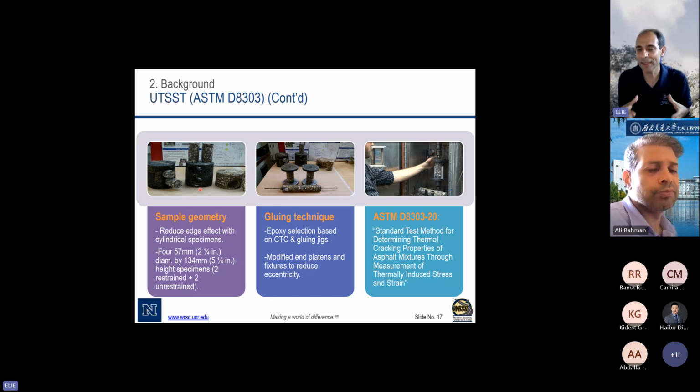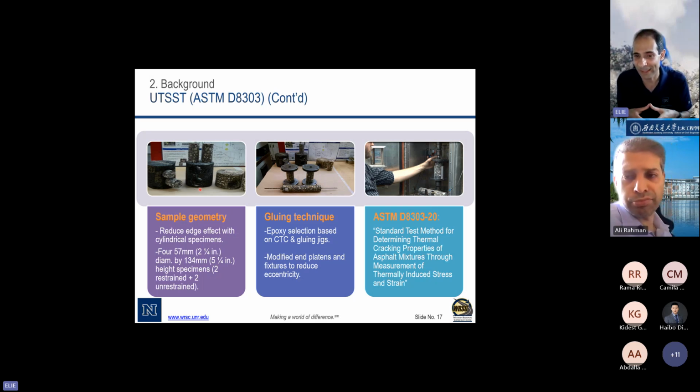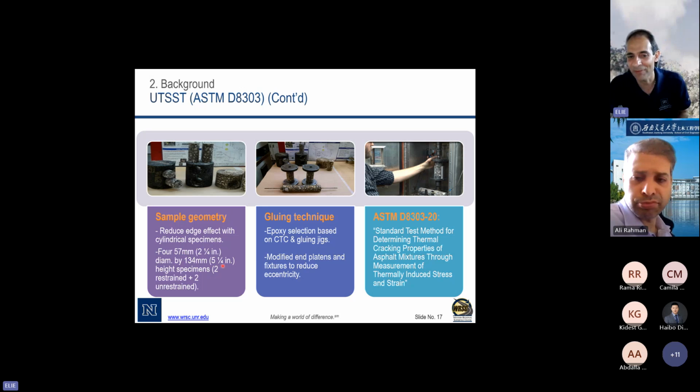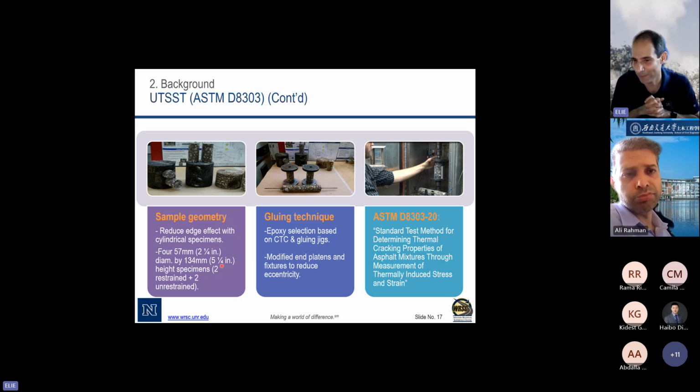While keeping that in mind, the challenge was to find the right specimen size. So we looked at the geometry, we looked at the nominal maximum aggregate size, and based on some studies out of Texas A&M, we looked at what would be a representative volume element, and that we used as a minimum. We came up with 2.5 by 5 1/4 inch as the specimen dimensions.